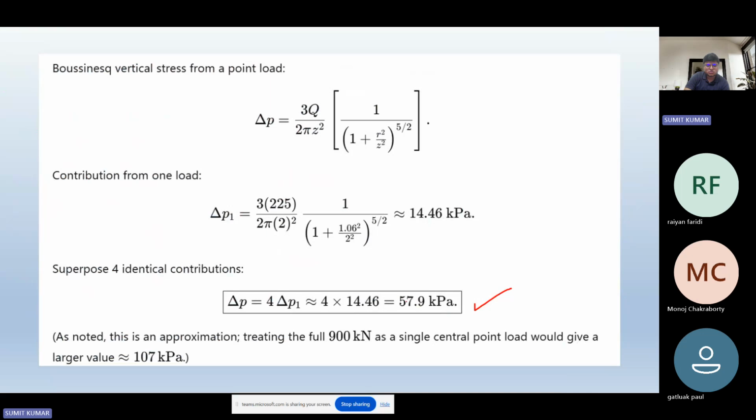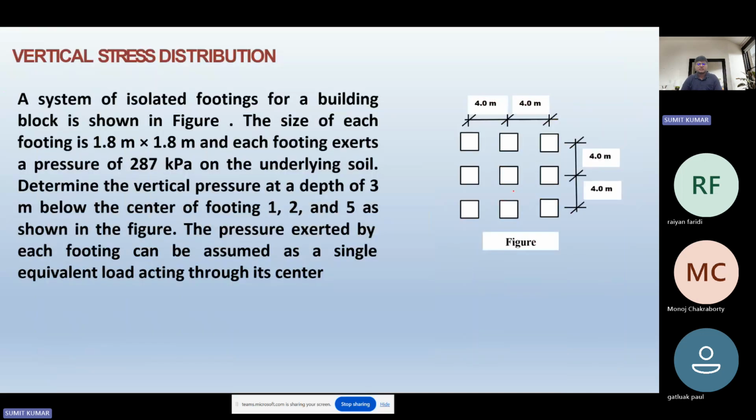Now I will suggest you take another cross section in which you divide this load into 9 equal parts, like this, of 1 into 1 meter each, and then calculate the stress at the center and see what value you get. This will also give you a better understanding of the topic.